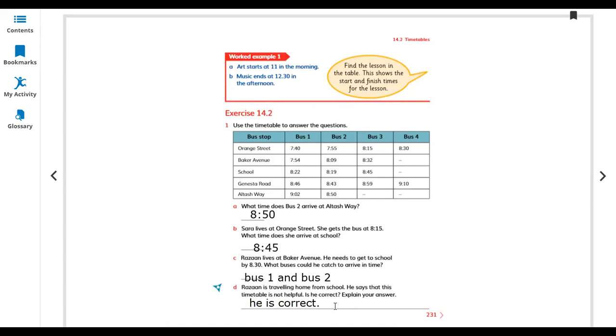If you want to write an explanation, it's a little bit longer. So actually, this timetable shows the bus traveling in one direction only. So it doesn't give information about the buses traveling in the opposite direction. So that's why.